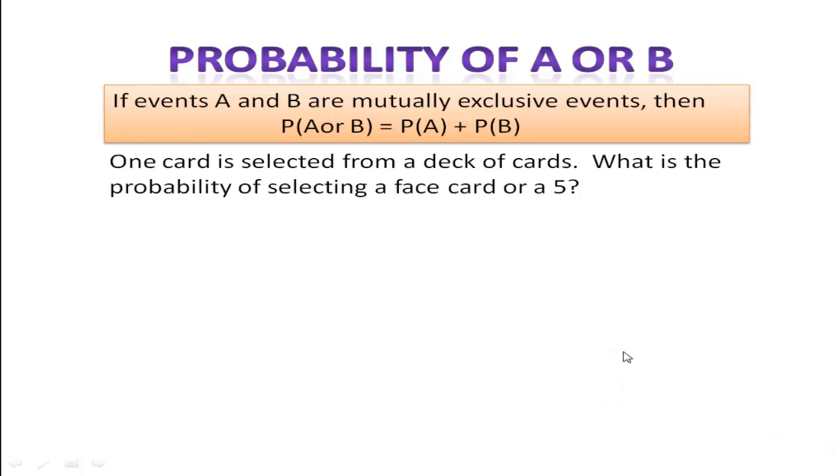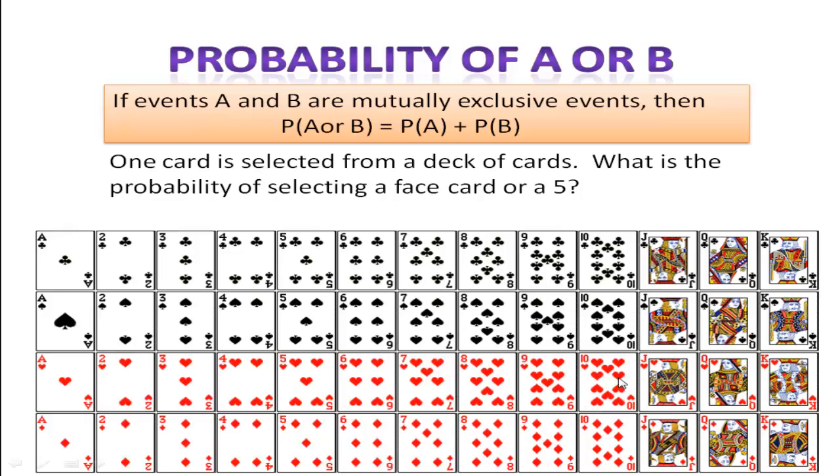Now we're going to have an example on probability of A or B using a deck of cards. Here's my deck of cards, and it says that one card is selected at random. One card is selected from a deck of cards. What is the probability of selecting a face card or a 5? A face card or a 5.